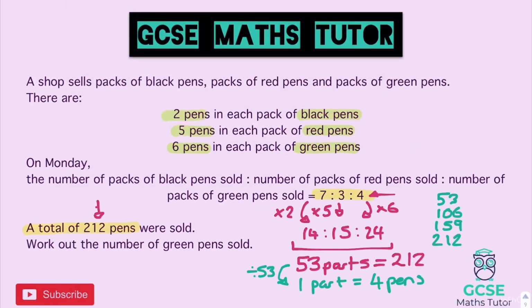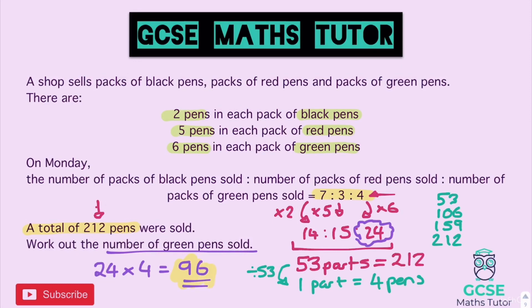So just have a look back at the question. It says work out the number of green pens sold. Well, the number of green pens sold is which number in the ratio? Look, this is the first one where I've not actually labelled it. We've got black first, then red, then green. So green is the 24 over here. So we've got 24 lots of the 4 pens. There you go. And 24 times 4 gives us a total of 96. To finish off our question, let's highlight that off. So 96 pens in our final part of that ratio.